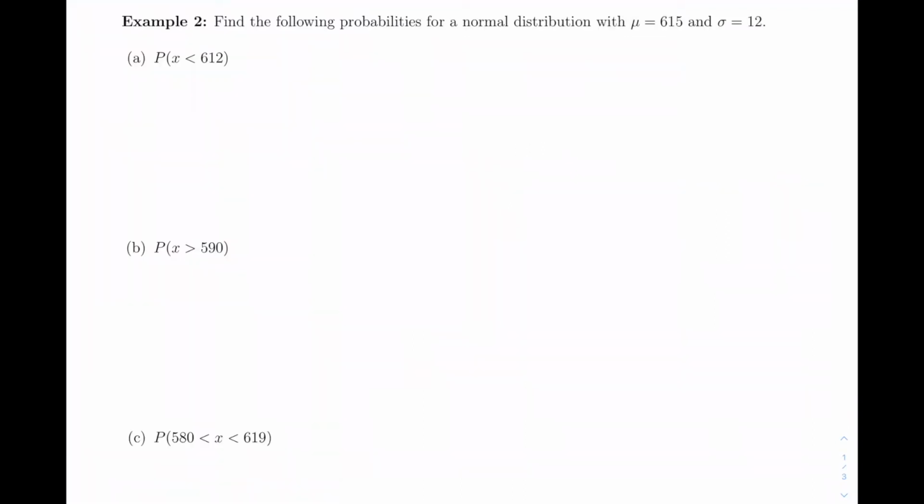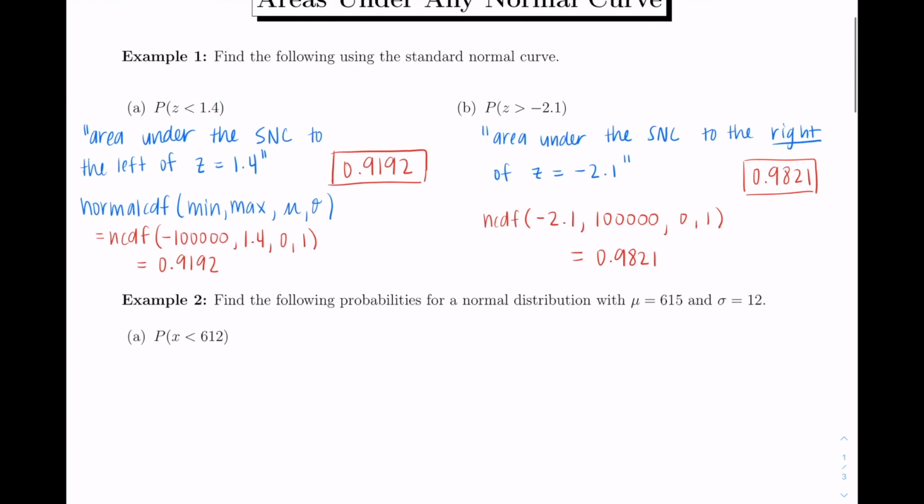In the second example, we're going to be moving away from the standard normal distribution, and instead we're going to be looking at the normal distribution with mean 615 and standard deviation 12. And we're going to find each of the following probabilities. I'm going to do it without converting these x values to z-scores. However, that is another way that you could solve these. Convert all of these x values to z-scores and solve it the way we solved example 1 up above.